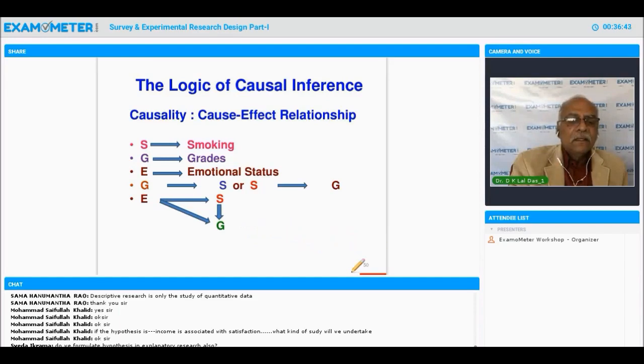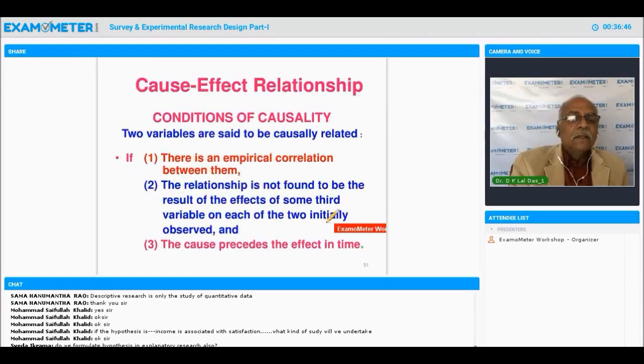And the researcher named Lazarus, who was in the team, postulated these conditions of causality. He said we can establish a cause-effect relationship only if the following conditions are satisfied. He said two variables are said to be causally related if, one, there is an empirical correlation between them. Means X and Y are correlated.